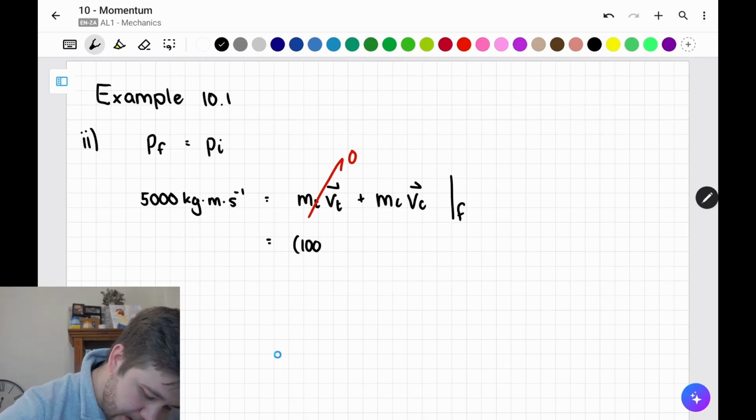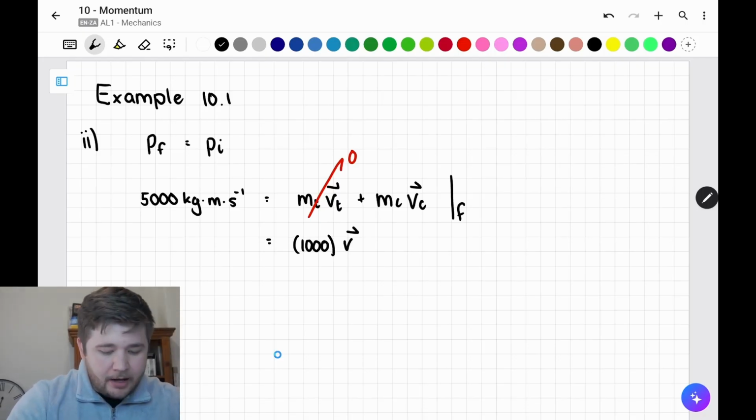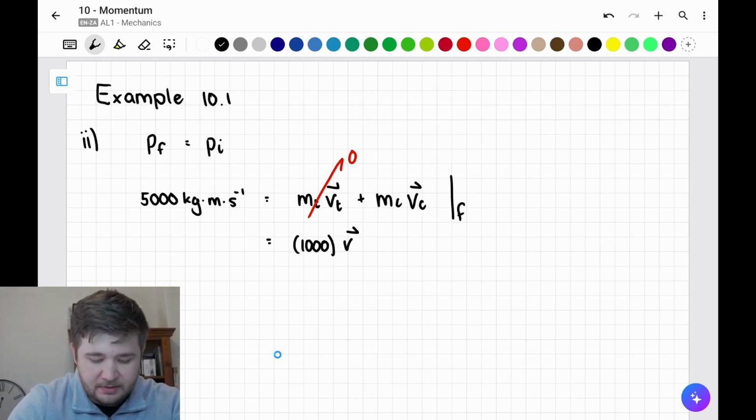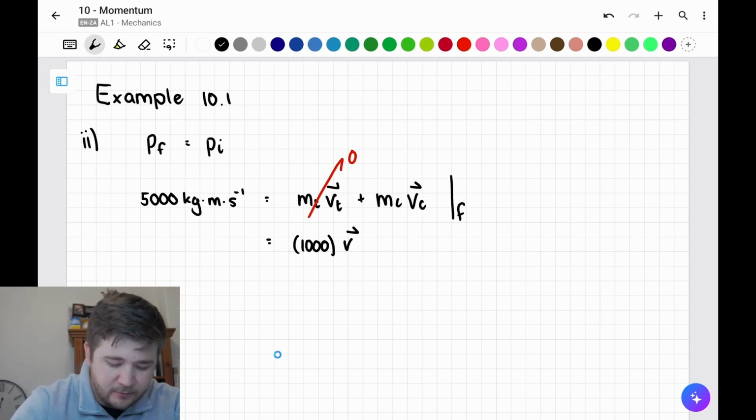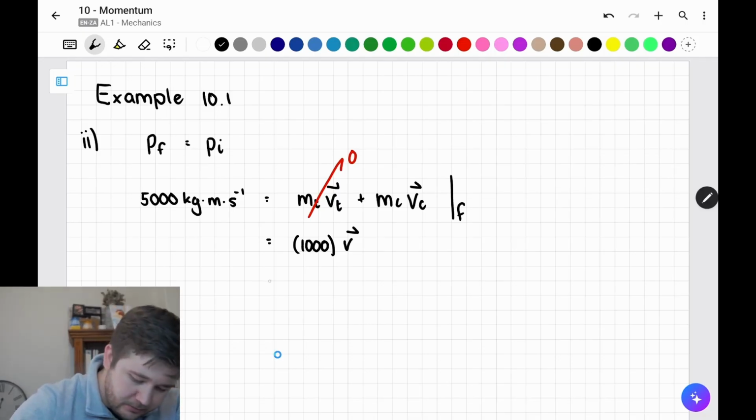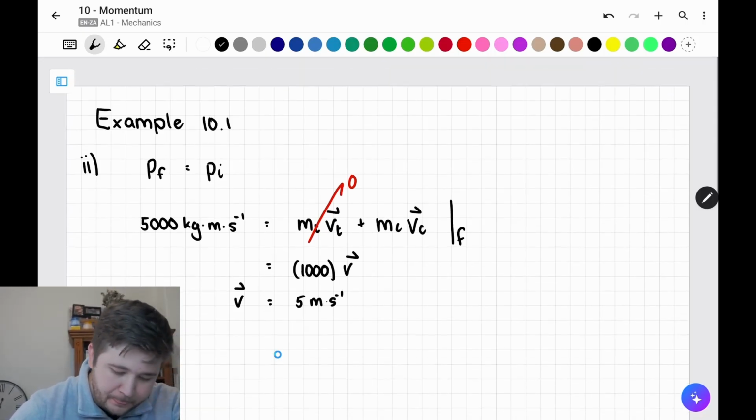That will be 1,000 kilogram multiplied by some V, and now we have 5,000 kilogram meters per second is 1,000 multiplied by V. So to solve, we can divide 1,000 on both sides, solving for V to be 5 meters per second to the right.